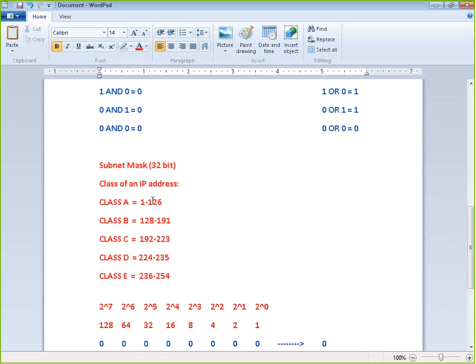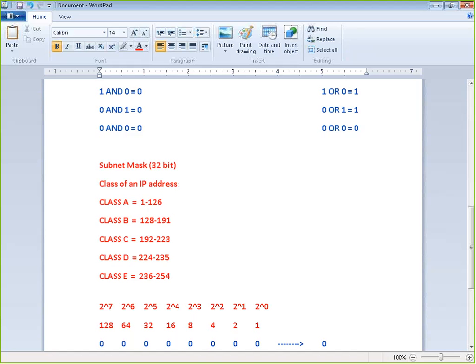Well, whenever we talk about the first octet, the first octet is going to be on the left-hand side. Earlier, whenever I was discussing the network address and the host address, I told you the left portion is the network address and the right portion is called the host address. Do you remember that? Whenever I was discussing the IP address, I told you the left portion is the network address and the right portion is the host address.